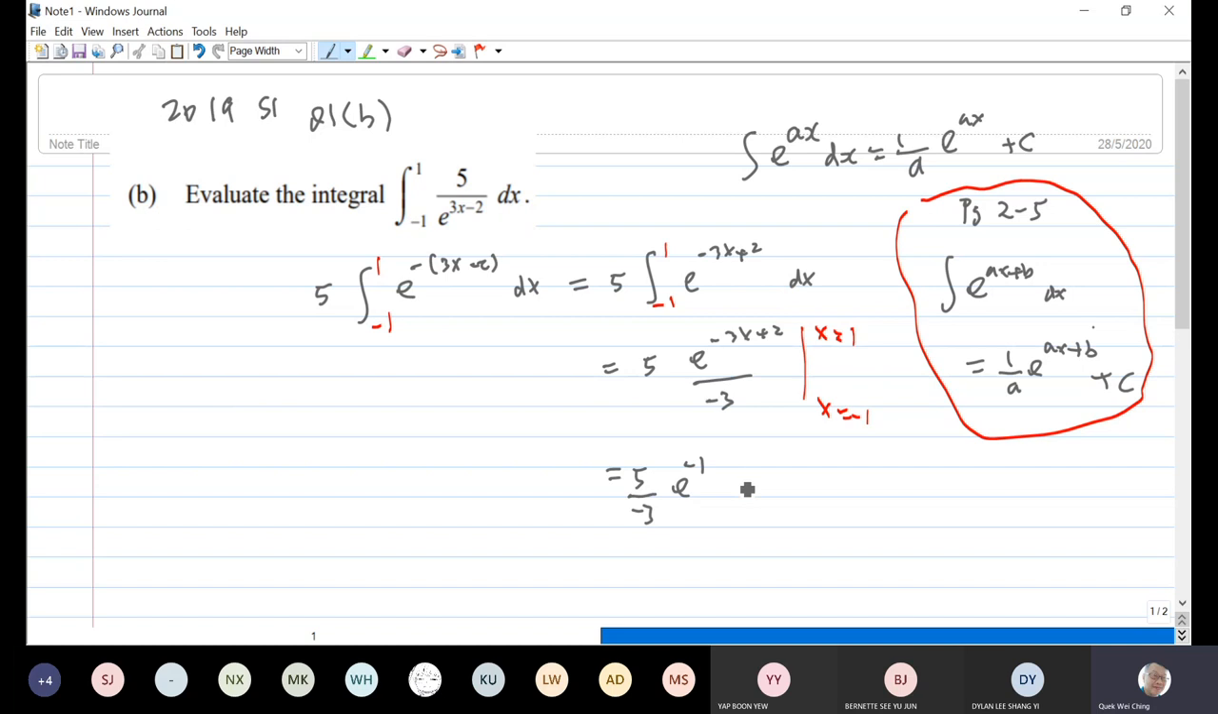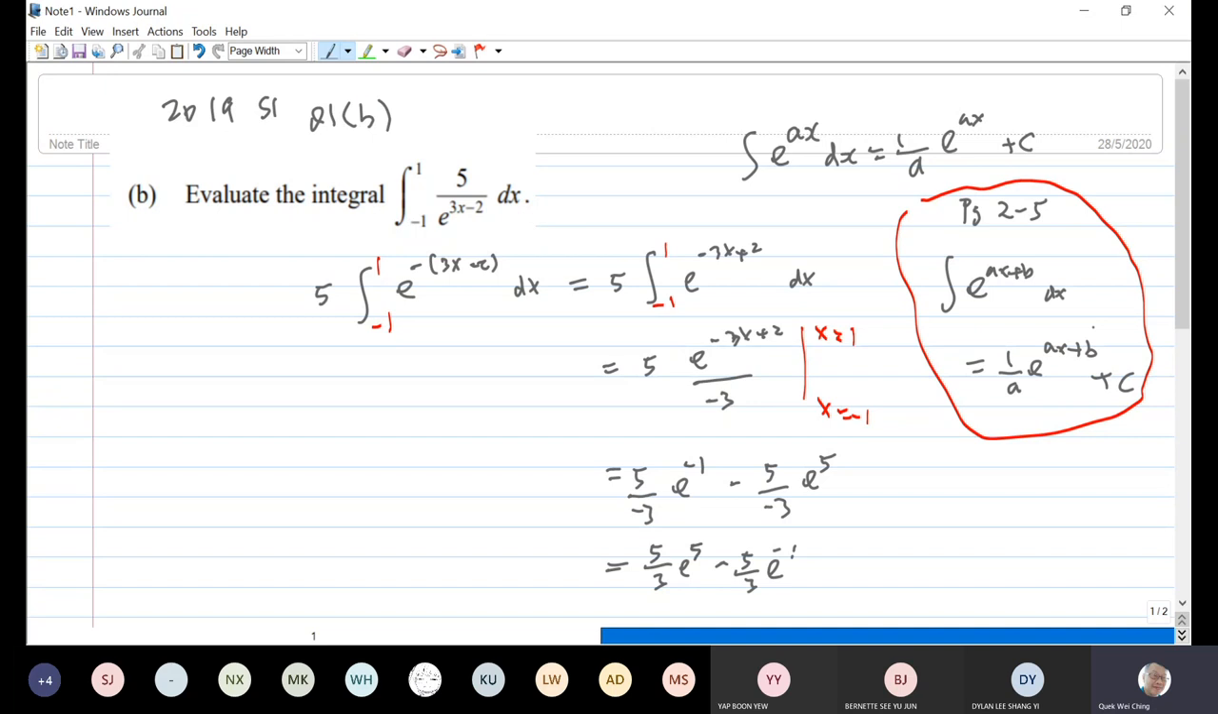Okay, and subtract x equal to minus 1 now. So e power minus 3 times minus 1 is 3. Okay, minus 3 times minus 1 is 3, 3 plus 2 is 5. So this is actually 5 over 3 e power 5 minus 5 over 3 e power minus 1.